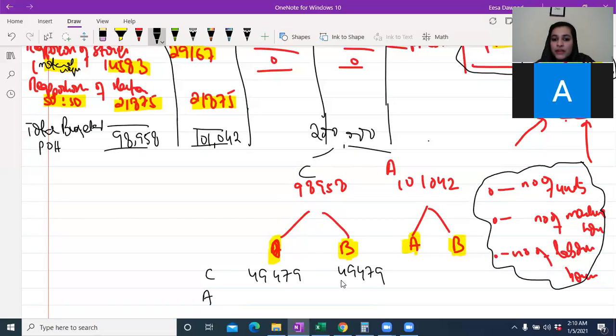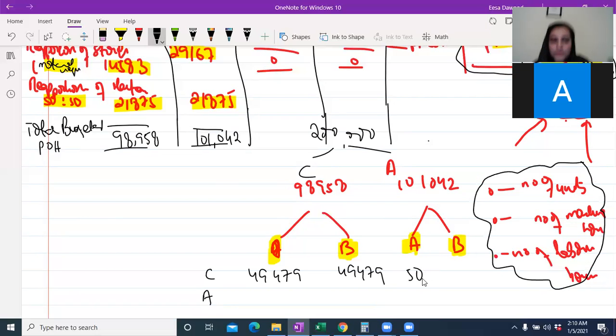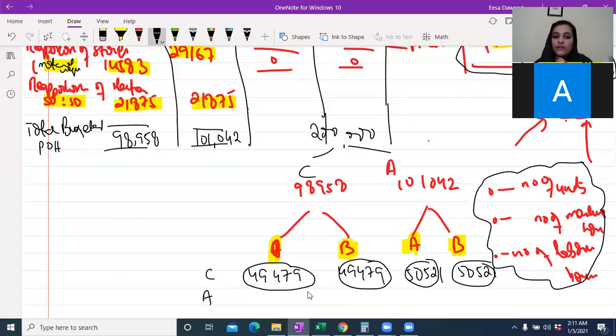And now for the assembly department, if I say that it will be divided 50-50% amongst the products, 101042 is the total cost. As you can see, if I share it amongst the two products, per head it will be 50521. So 50521 goes to A and 50521 goes to B. So what A gets from the assembly department is 50521, and what B gets from the assembly department is also 50521.